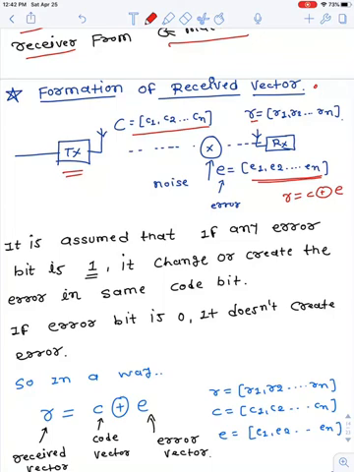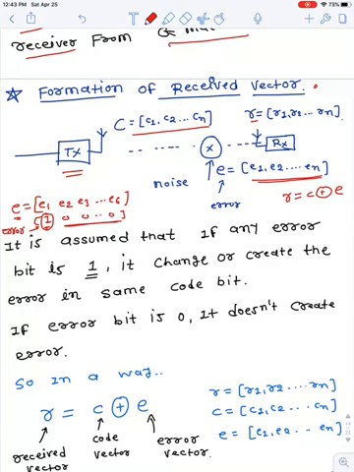Which bit is going to change? That depends on this factor. If my error vector E is defined as E1, E2, E3 up to E6, there are 6 elements because the code vector has 6 elements. If a particular bit of the error vector is a 1 and all other bits are 0, those bits which are 0 are not producing error. But if the first bit of the error vector is 1, it means it changed the first bit of the code vector. So it is 1, it means there is an error: it creates an error in the first bit of the code vector.